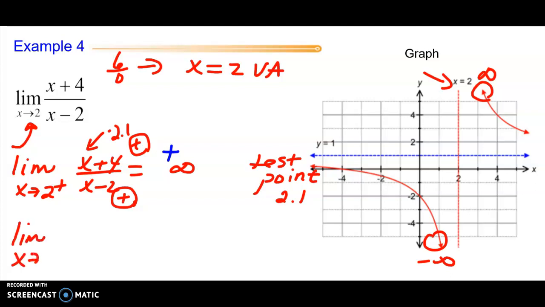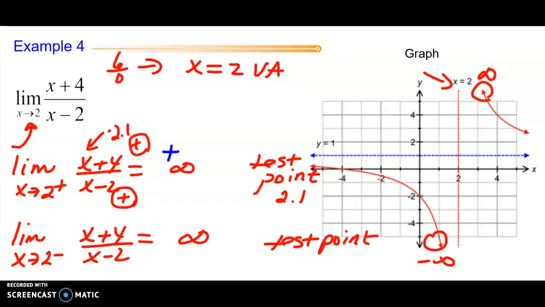We're just going to use a different test point. So we're going to sub it in. We know we're going to get infinity because it's undefined, but the test point that we're going to use this time is going to be 1.9, to the left of 2. When you plug in 1.9, I'm going to get a positive in the numerator, but this time in the denominator, 1.9 subtract 2 will give you a negative. So that's why the left-hand limit is negative, which confirms our graph.